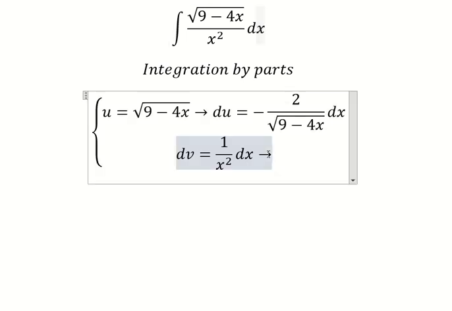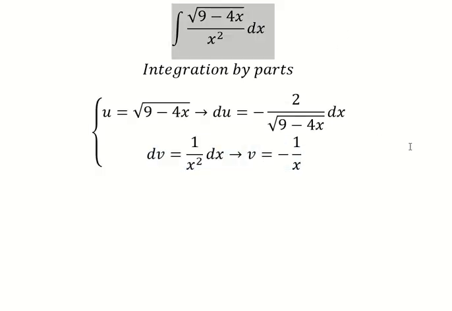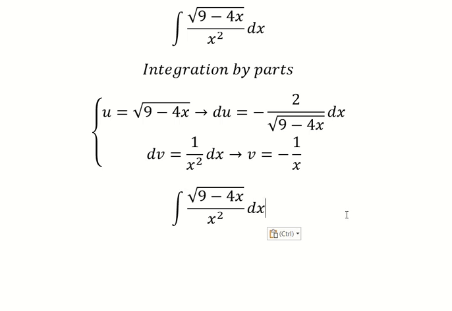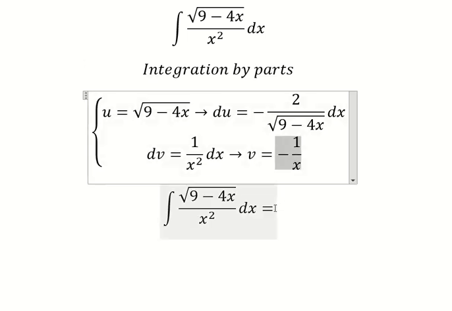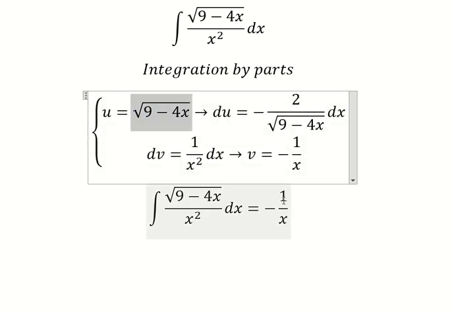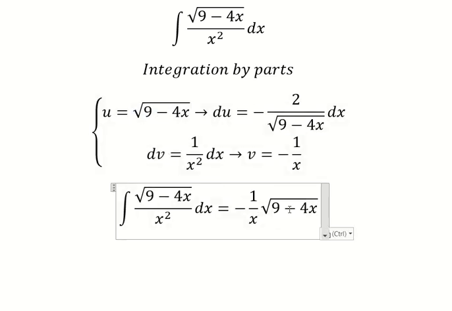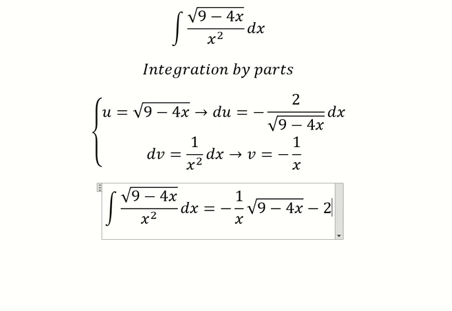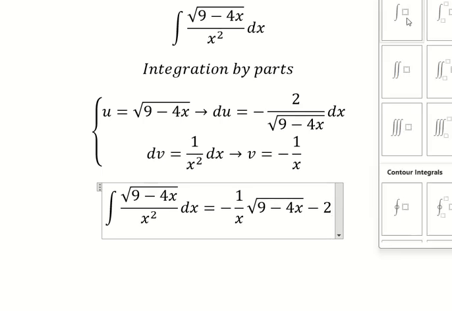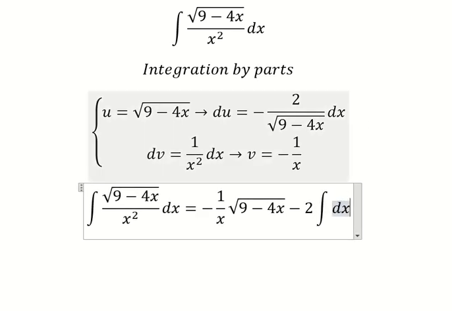The integration of this one, we have like this. Now, we have u multiplied by v. Minus, we have the u multiplied by v. Negative and negative, we cancel. Number 2, I will put outside. And later, we can put the integral for both sides.